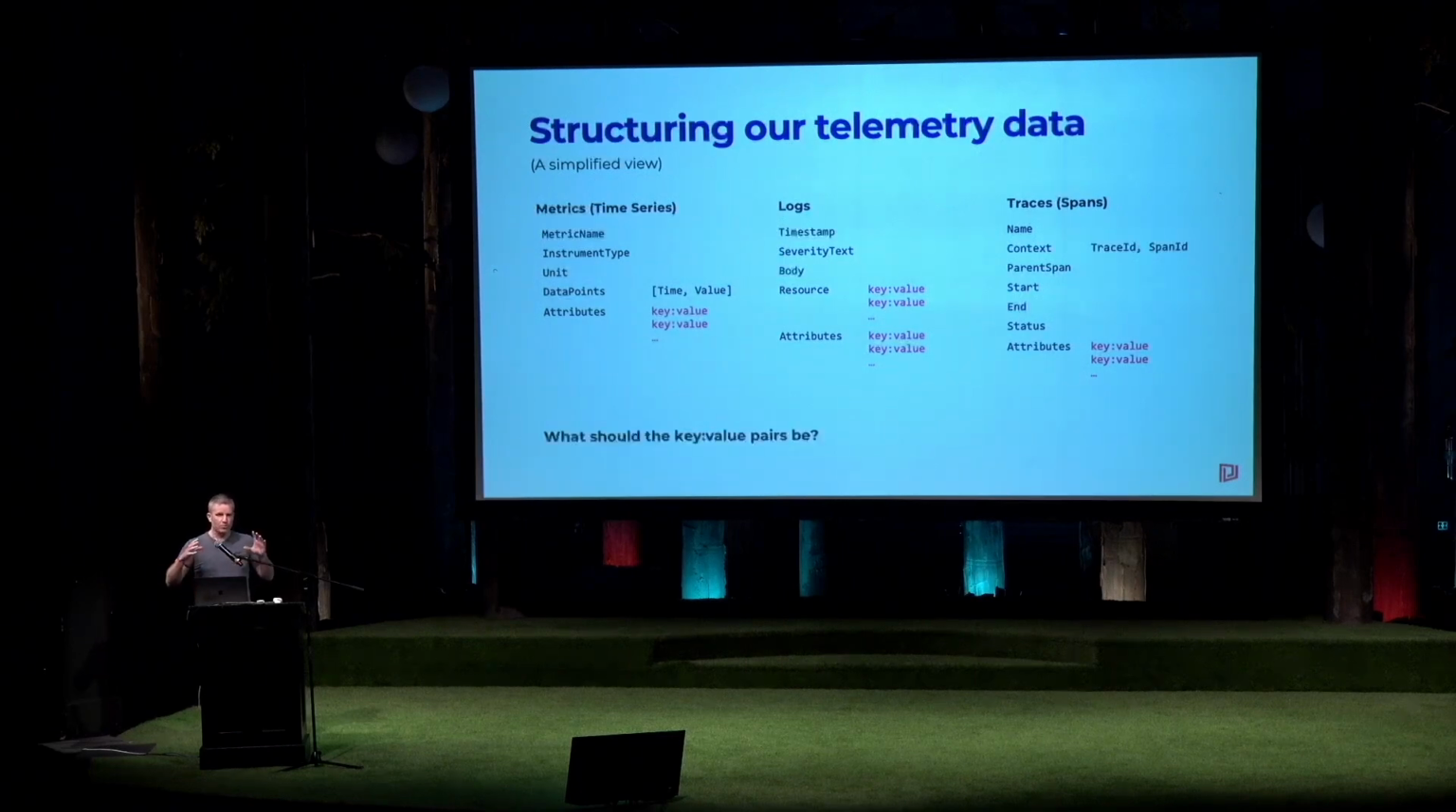Now the problem is what should these attributes be? They can be anything. But we don't really want them to be anything because otherwise we're going to end up in a mess of data again. And that's all semantic conventions are. It's giving us a standardized set of attributes to use.